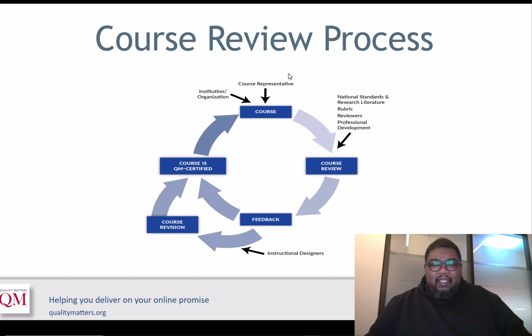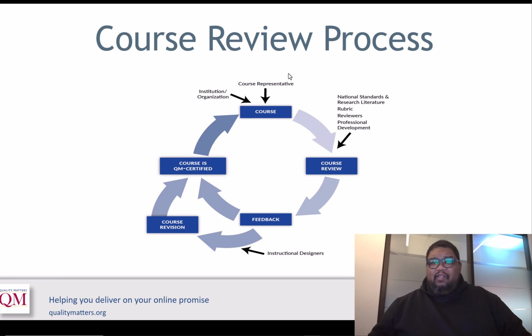So I would like you to take 10 seconds, take a look at what you see on the screen, and start to ideate what you think this is and what you think it means. Great. Can anybody give me any thoughts that come to mind when you see this? Yeah, it's a circle. All the arrows are pointing in this direction. So what does that mean? Absolutely, it's continuous. It's a continuous process.